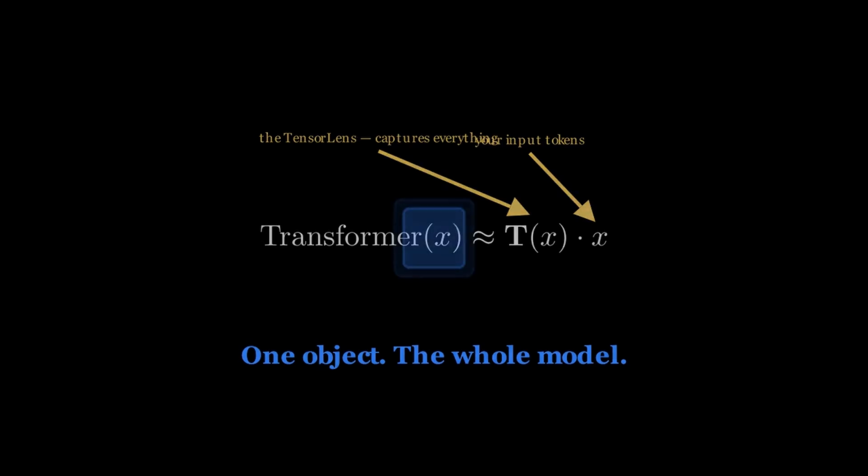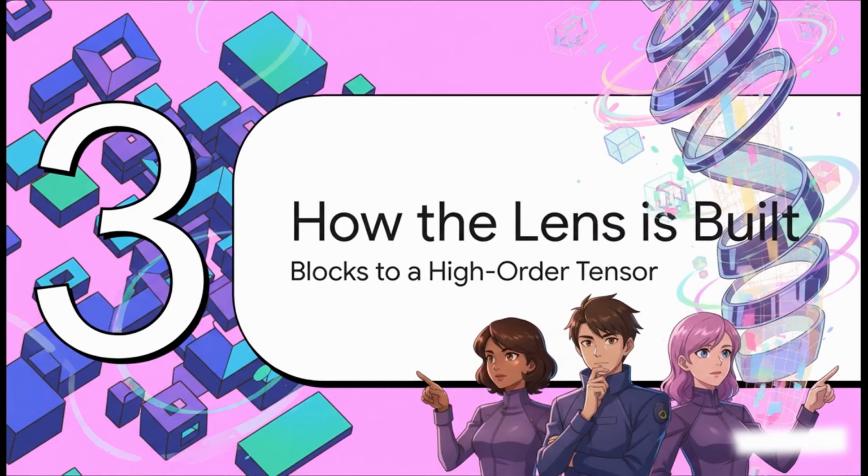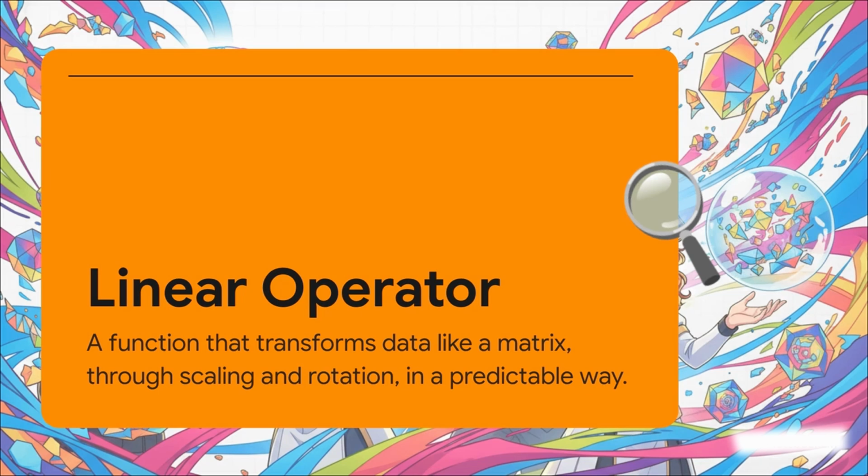Okay, so how in the world do they actually build this thing? Let's walk through the main idea here. And don't worry, we're going to focus on the intuition, not get bogged down in a ton of heavy math. First up, let's demystify this term linear operator. Honestly, for what we're talking about, you can just think of it as a fancy, more powerful version of a matrix. It's a function that transforms data. It might stretch it or shrink it or rotate it, but it does it in a nice, predictable, straight line kind of way. It's a way to create a clean, linear approximation of all the messy, complex stuff happening inside the model.